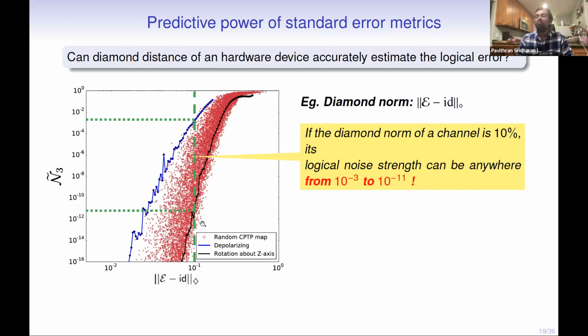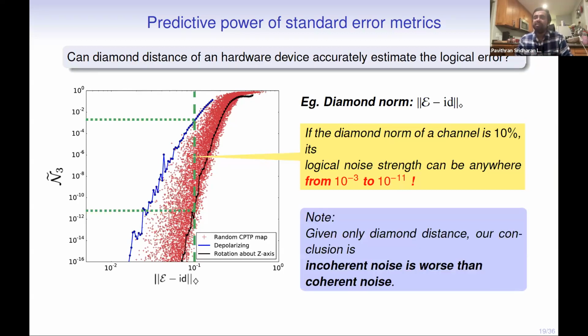This is to show that if you have a value of diamond distance, say someone tells me the diamond distance of a hardware device is 10%, and that's all the information I have. Now, if I try to infer what the logical error rate is from this large ensemble of physically valid noise processes I constructed for that 10% diamond distance, my uncertainty is about 8 orders of magnitude, which means that I will be unable to say if this physical error rate is sufficient to build a fault tolerant scheme or not.